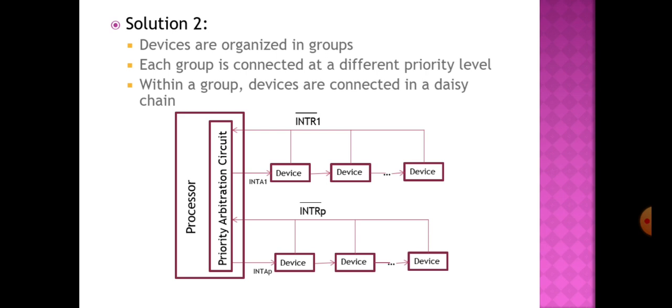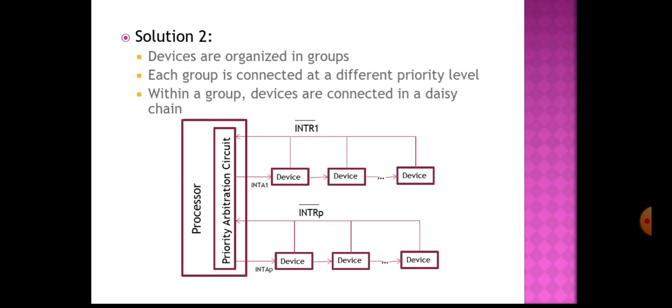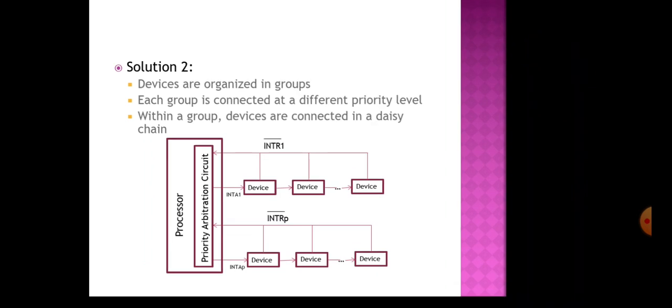daisy chain technique. That means if that device needs a service, then it blocks the interrupt acknowledge signal and passes its special code to the processor, and if it doesn't need any service, then it simply passes the interrupt acknowledge signal to the second device and so on. This is the second solution and is the popular one also.